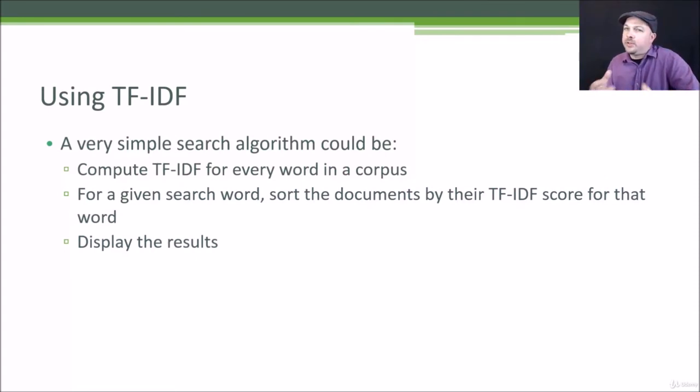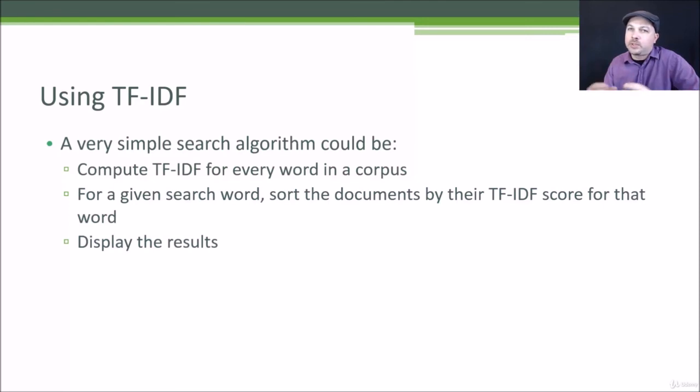So how do we turn that into an actual search problem? Once we have Tf Idf, we have this measure of each word's relevancy to each document. What do we do with it? Well, one thing you could do is compute Tf Idf for every word that we encounter in the entire body of documents that we have.